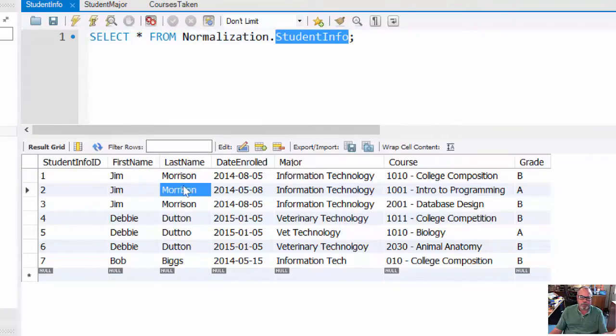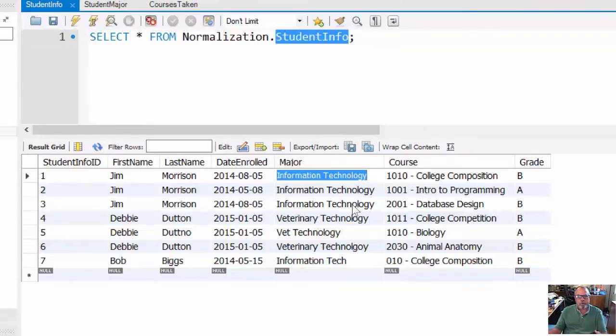We duplicate the names. We duplicate the date enrolled for a person, and here we have an example of it being inconsistent between two records. Clearly, a person has only one date enrolled, but this person's date enrolled is stored in two different ways. Over here, we have information technology spelled this way and that way. So there's lots of opportunities for duplication of data and therefore inconsistency in the data.